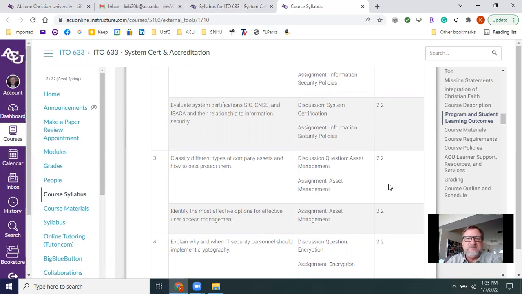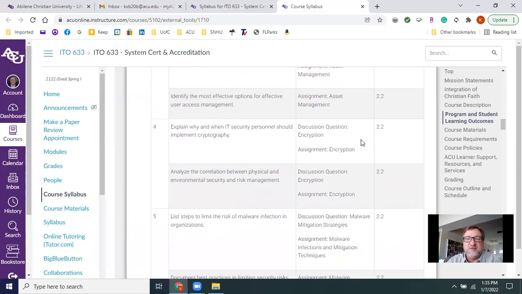In week three, we'll classify different types of company assets and how to best protect them. The discussion question will focus on asset management, and there will be an assignment on asset management as well. And then we'll identify the most effective options for user access management. So of course, asset management is huge to certify that our systems are safe and secure.